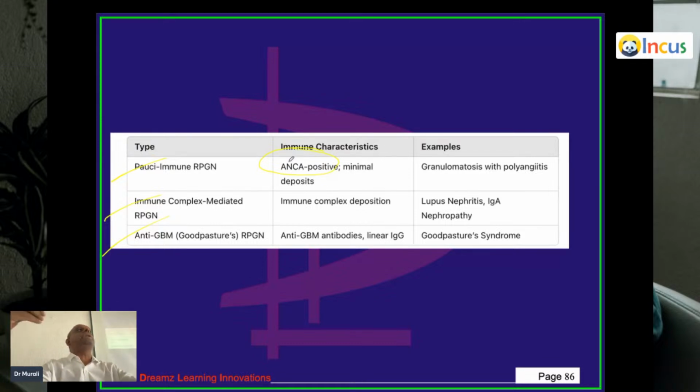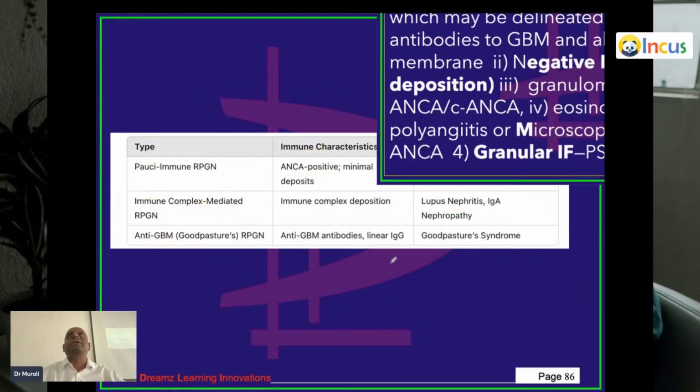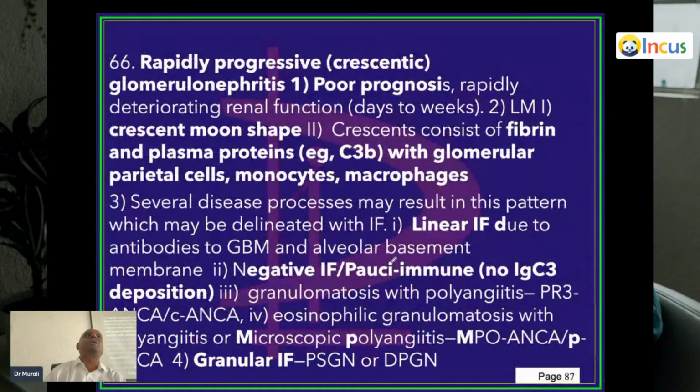Granulomatosis with polyangiitis is the name given to Wegener's. Typically lead to pauci-immune RPGN. Example: immune complex mediated, immune complex deposits, like in lupus nephritis is an example. Then what is anti-GBM disease? It is Goodpasture, where IgG goes and deposits linearly, is what you need to remember.